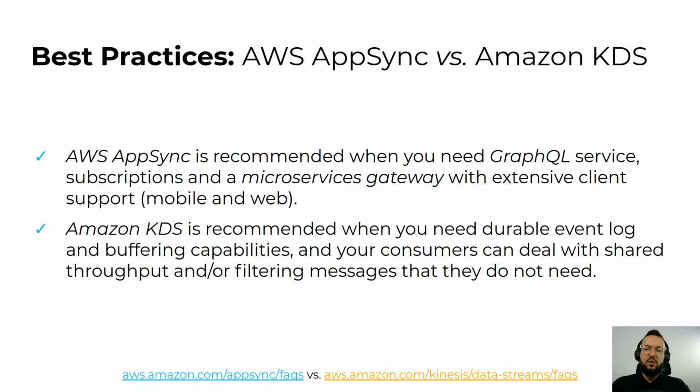Again, another category: AWS AppSync versus Amazon Kinesis Data Streams. And here the difference is also pretty obvious. Kinesis Data Streams is a durable event log. It has buffering capabilities. It helps you with consumers and shared throughput, and filtering is not needed, and so on and so on. For all those elements, KDS is the greatest possible thing. For other elements like GraphQL APIs, AWS AppSync is more recommended.